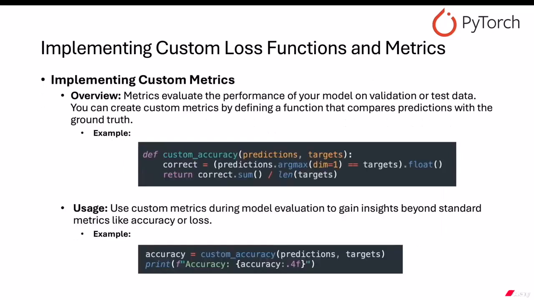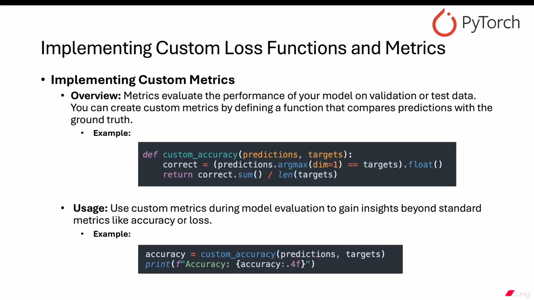Implementing custom metrics. Metrics evaluate the performance of your model on validation or test data. You can create custom metrics by defining a function that compares predictions with the ground truth. Here is an example where you have a custom accuracy function with predictions and targets. Correct equals predictions.argmax(dim=1) equals targets, .float(). Then return correct.sum() divided by length of targets.